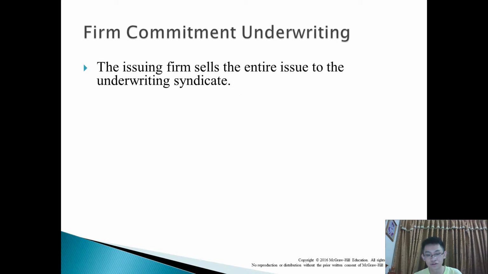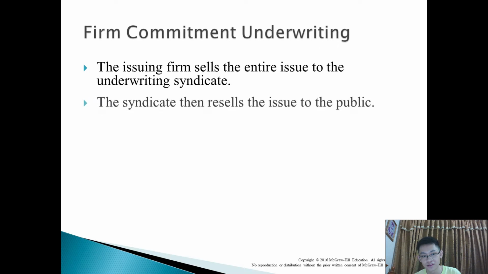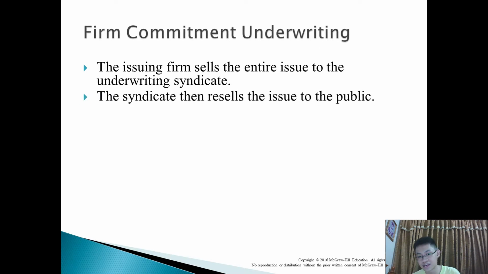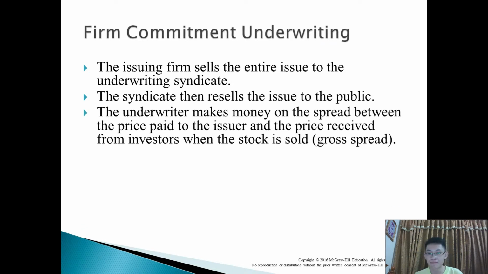So how does this work? First, the issuing firm sells the entire issue to the underwriting syndicate, which is just investment banks working together to form an underwriting group to share the risk and help sell the issue. After that, the syndicate will then resell the entire issue to the public. They make money on the spread between the price paid to the issuer and the price received from investors when the stock is sold. This is also known as the gross spread or underwriting discount. Basically, it's just the compensation received by the underwriter.